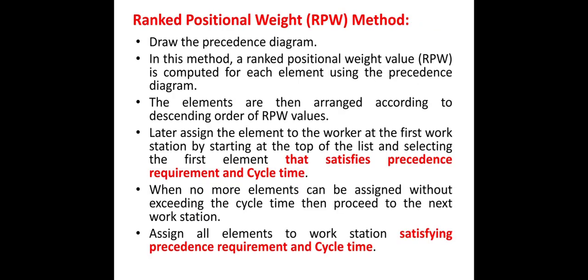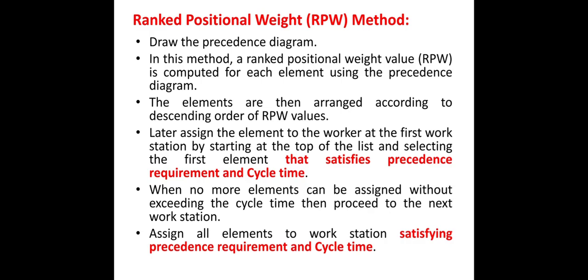In the ranked positional weight method, the first step is to draw the precedence diagram. In this method, a ranked positional weight value, called the RPW value, is computed for each element using the precedence diagram. That is, with the help of the precedence diagram we draw, we calculate the RPW value for each element. The elements are then arranged in descending order of RPW values.